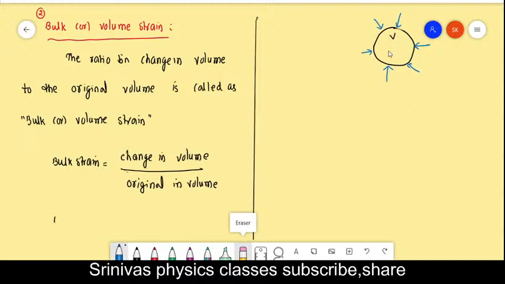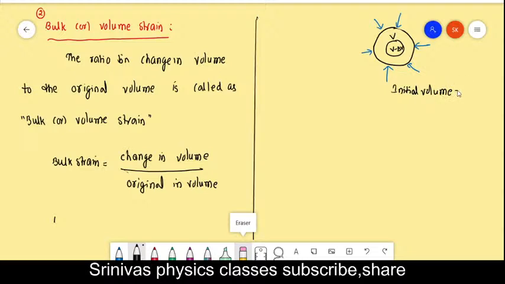Like this, I am applying the stress. Now the ball volume is decreased. For example, this is the final volume. The final volume becomes V minus delta V. That means the volume is decreased here. Initial volume is V.